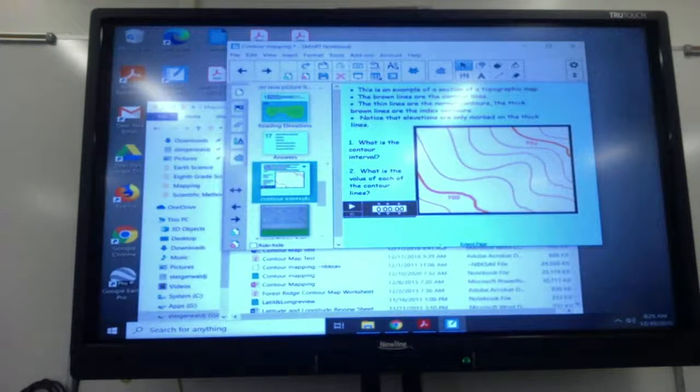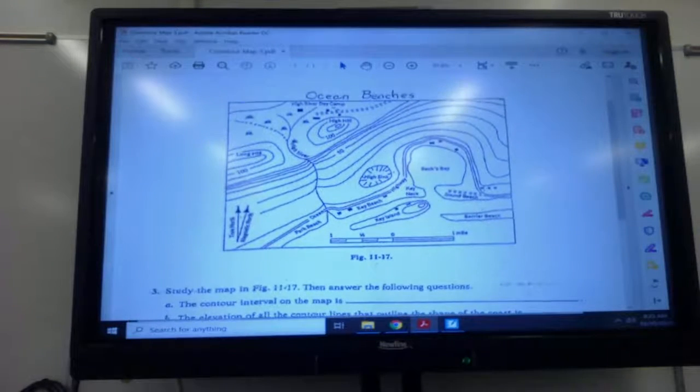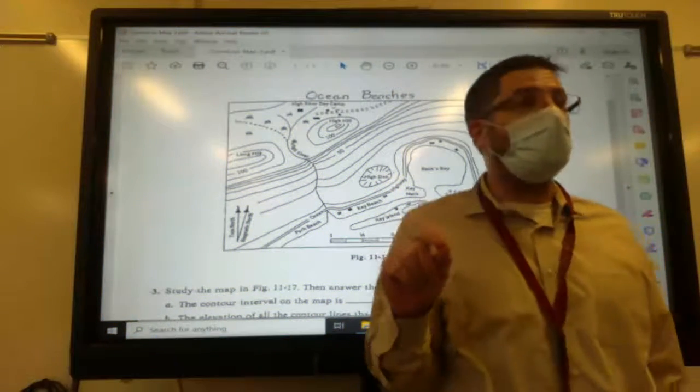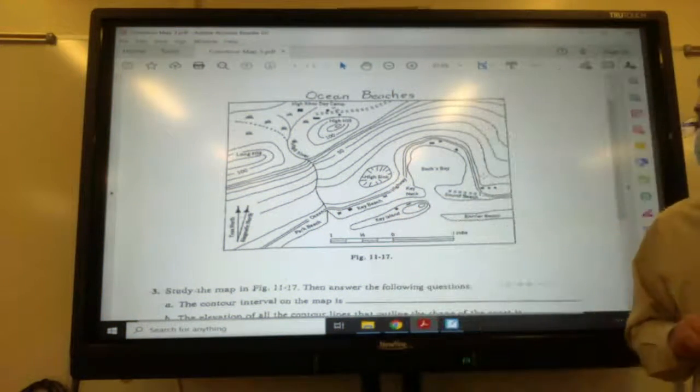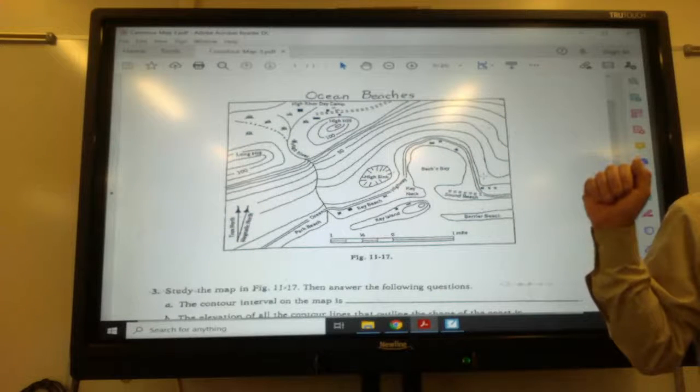That would be contour map 3, which is this one right here. All right. So, again, just like the previous two maps, you have to find the contour interval of this map. In order to find the contour interval, you have to first find 2 index contours, 2 contour lines that are labeled with their elevation. Remember, index contours are also thicker than the other lines. So, what are my 2 index contours I can use on this map?